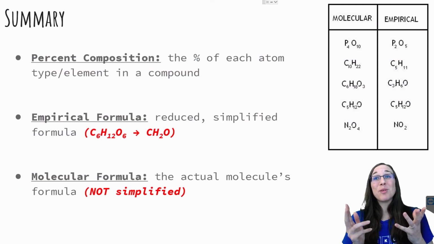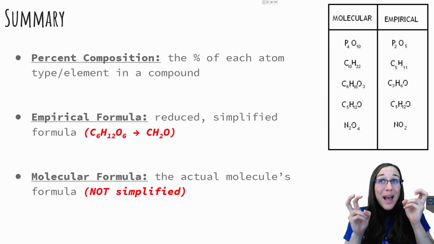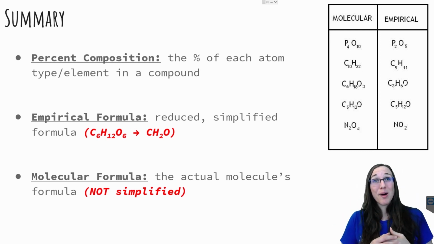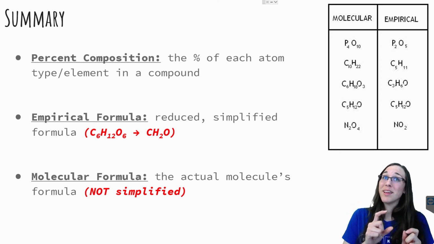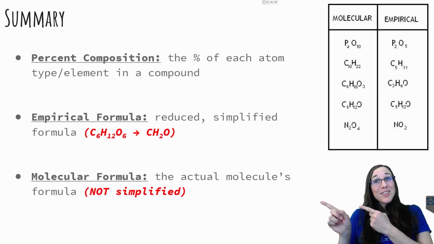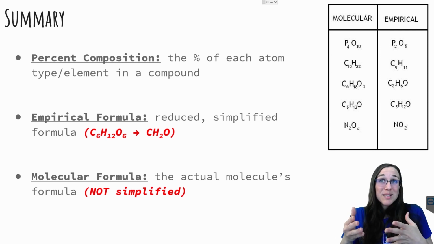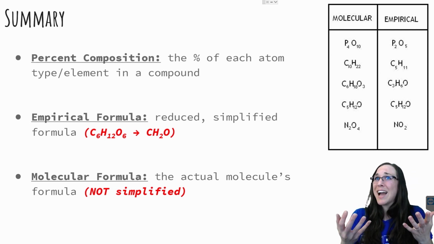Overall, in summary then, the percent composition is the percent or the grams of each atom type or element that is present within a compound. The empirical formula is the reduced and simplified formula that we use as a stepping stone to get to the molecular formula, which is the actual molecule's formula, the thing that's not simplified, the thing that we care about truly as chemists. What is the actual formula?